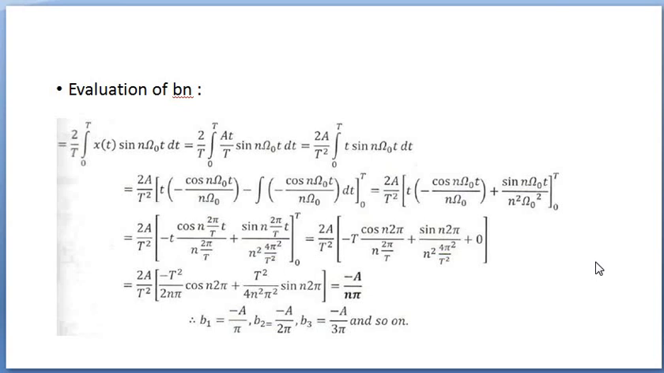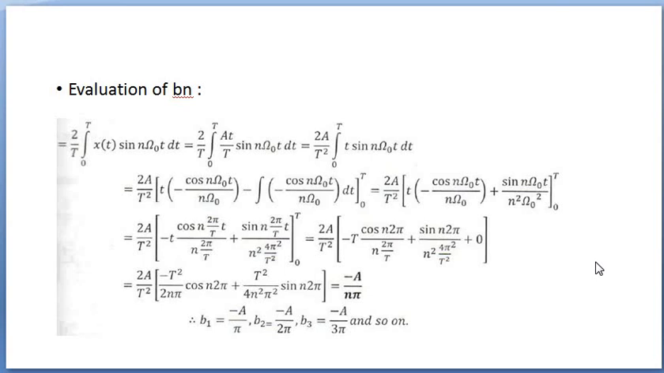Now substitute the omega value. Omega is equal to 2 pi by capital T. So 2a by T square is constant. Then minus t cos n 2 pi by T into T by n 2 pi by T, plus sin n 2 pi by T into T divided by n square 4 pi square by T square. Limit is 0 to T. Substitute the integration limit. 2a by T square, minus T cos n 2 pi, and cancel the terms. Substitute the limits and we simplify.